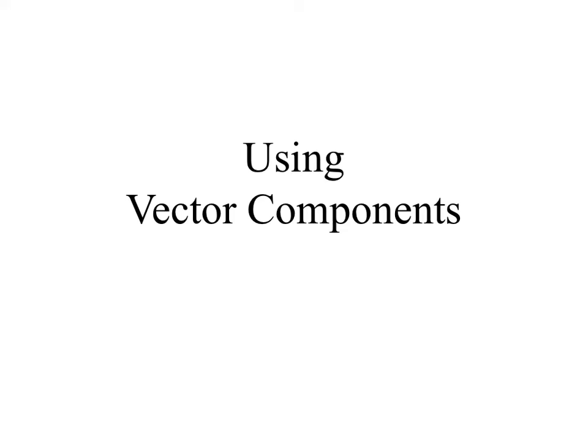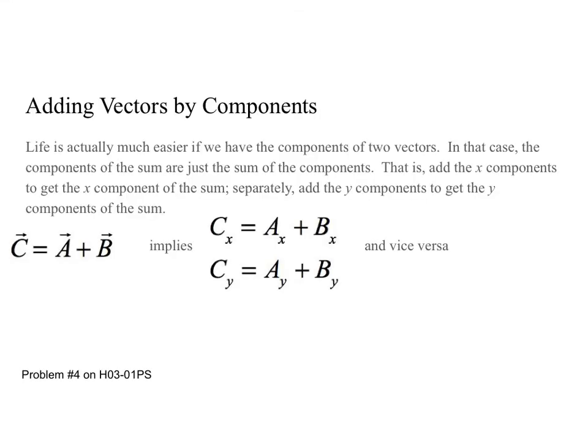Using vector components. Adding vectors by components. Life is actually much easier if we have the components of two vectors. That's a little surprising because usually vectors make it hard. In this case, the components of the sum are just the sum of the components. That is, add the x components to get the x component of the sum. Separately, add the y components to get the y component of the sum.